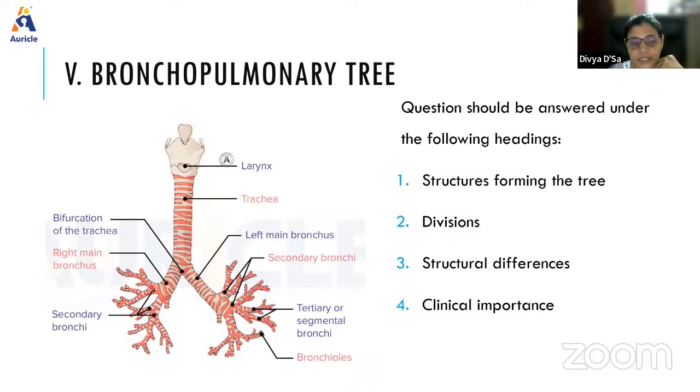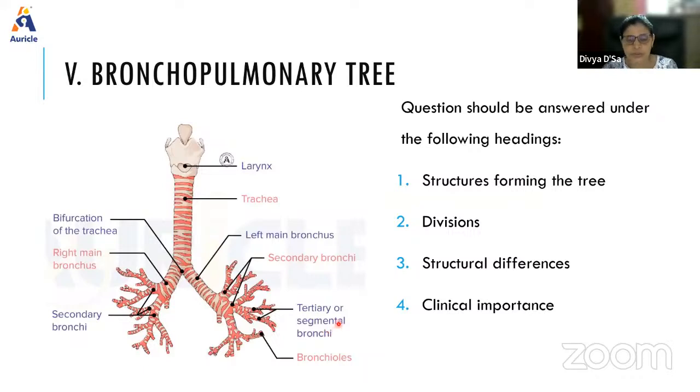Primary divides into secondary bronchus, which are otherwise called as lobar bronchus, okay, and lobar bronchus divides into the third, that is the tertiary bronchus, which are known as the segmental bronchus. It means each bronchus goes to each segment of the lung. So that is what it is.